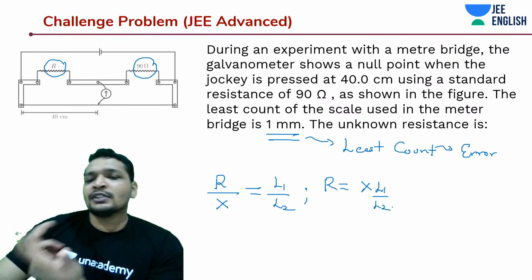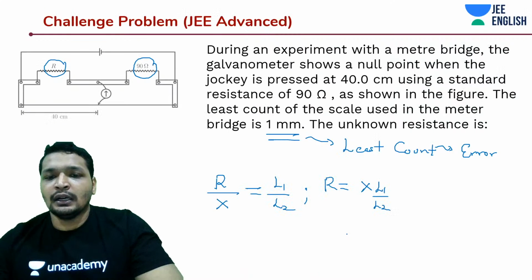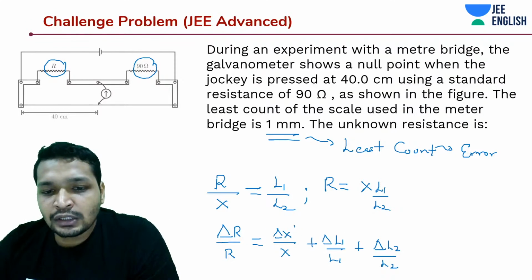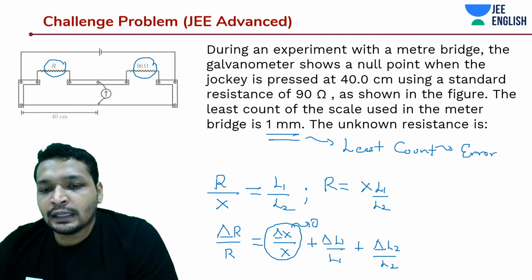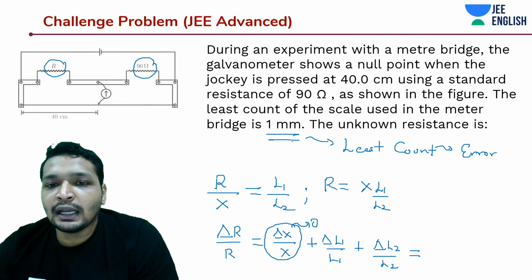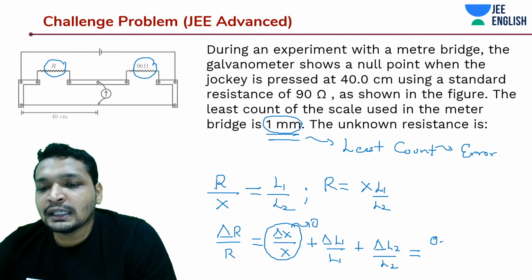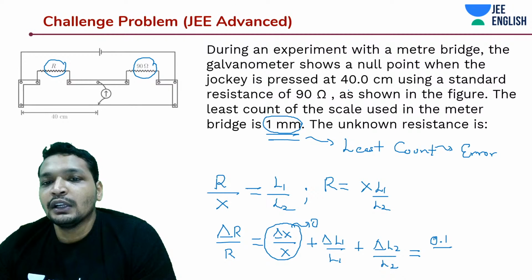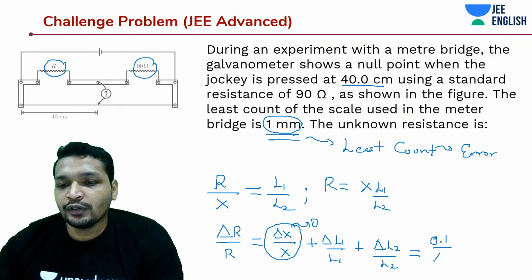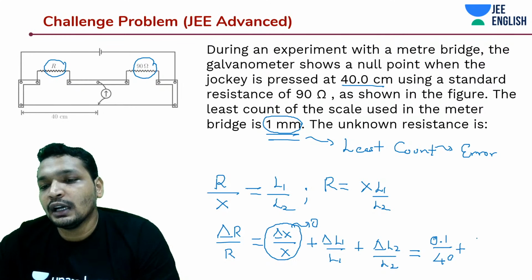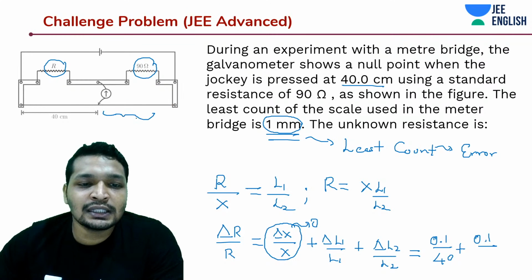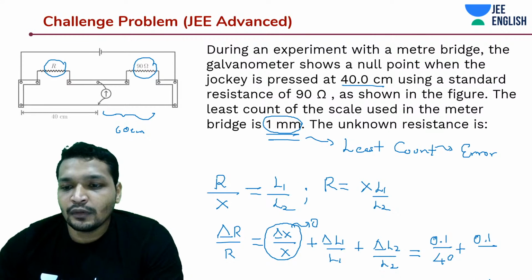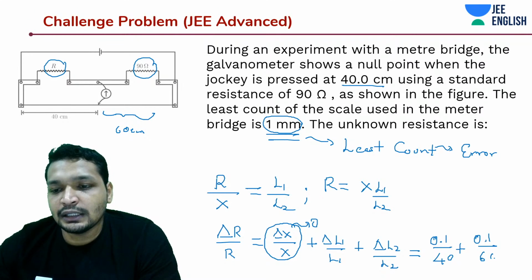Correct? So let's do a thing. Let's take the, right? This is constant. 0. And in case of delta L1, what is the value of delta L1? Delta L1 is nothing but 1 millimeter, which is 0.1 centimeter, and you have the value of length 40 centimeters. Going to plug in that, and you have a 0.1 again, because it's the same length on the same scale. And how much is this? This is 60. Okay, this is nothing but 60, right?